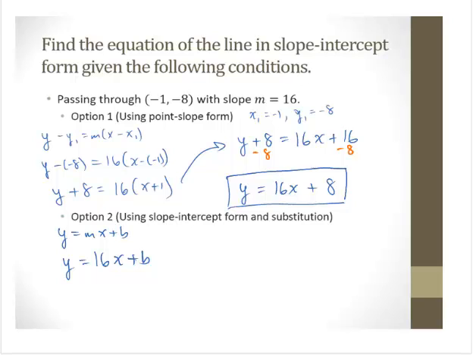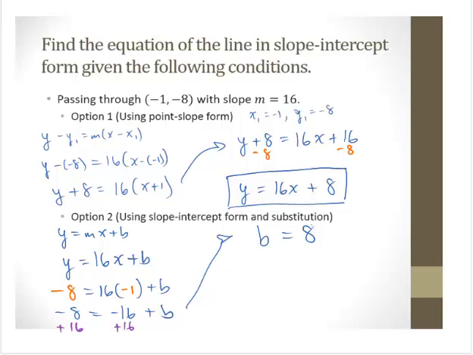Now, I know it must pass through the point negative 1, negative 8. So let me substitute negative 1, negative 8. Alright, so negative 8 is 16 by negative 1 plus b. So then negative 8 is equal to negative 16 plus b. Now I need to figure out the value for b, so I will now add 16 to both sides of the equation. And then b is 8.